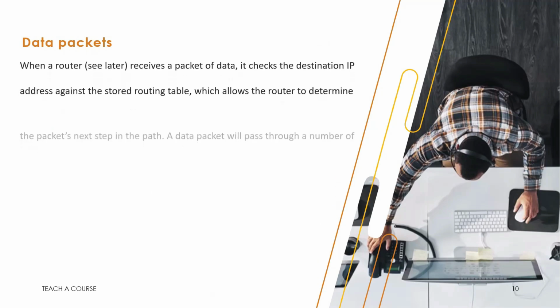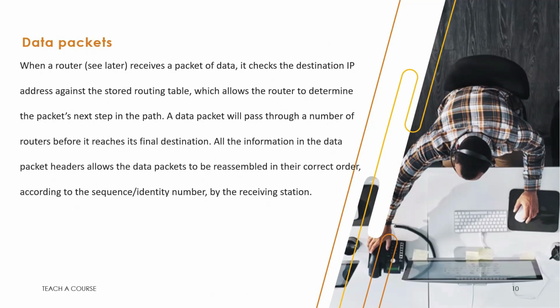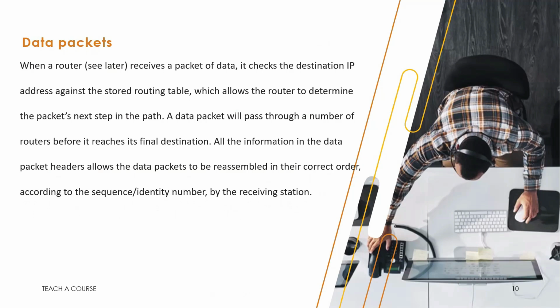So this is just how the routing is done. When the router receives a packet of data, it checks the destination IP address against the stored routing table, which allows the router to determine the packet's next step in the path. A data packet will pass through a number of routers before it reaches its final destination. All the information in the data packet headers allows the data packet to be reassembled in the correct order, according to the sequence number, by the receiving station. So that's just how packets are routed.